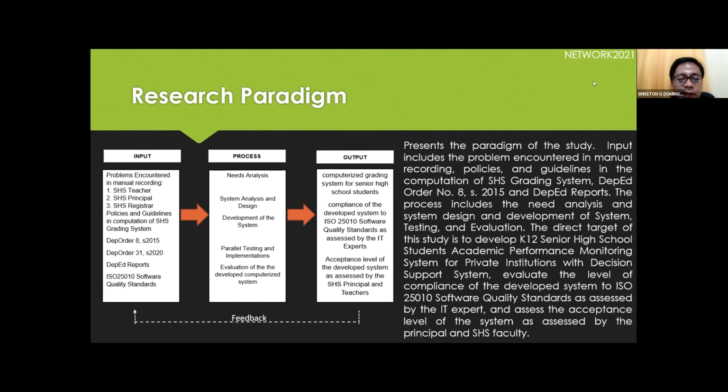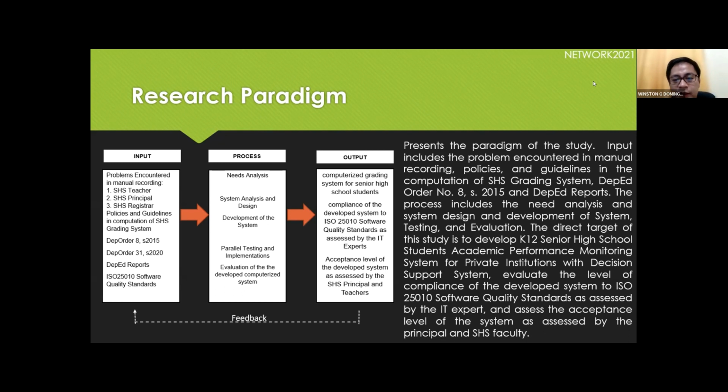Through the development of the system, there will be parallel testing and implementation, and evaluation of the developed computerized system. During the parallel testing, we use alpha and beta testing. Teachers use the manual, then from the manual they will test the system, inputting the records from the manual into the system, then comparing the results of the manual and the computerized system to check the validity of the data.